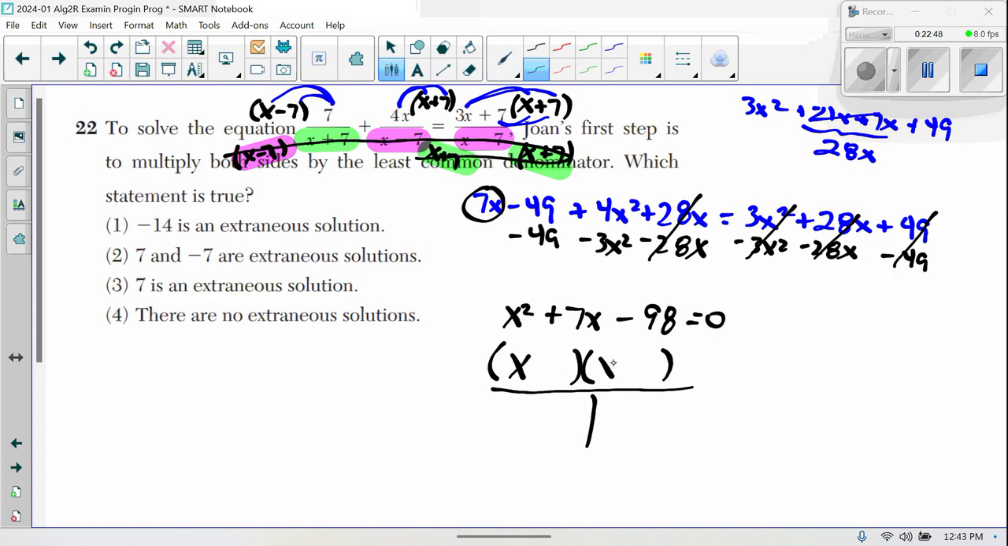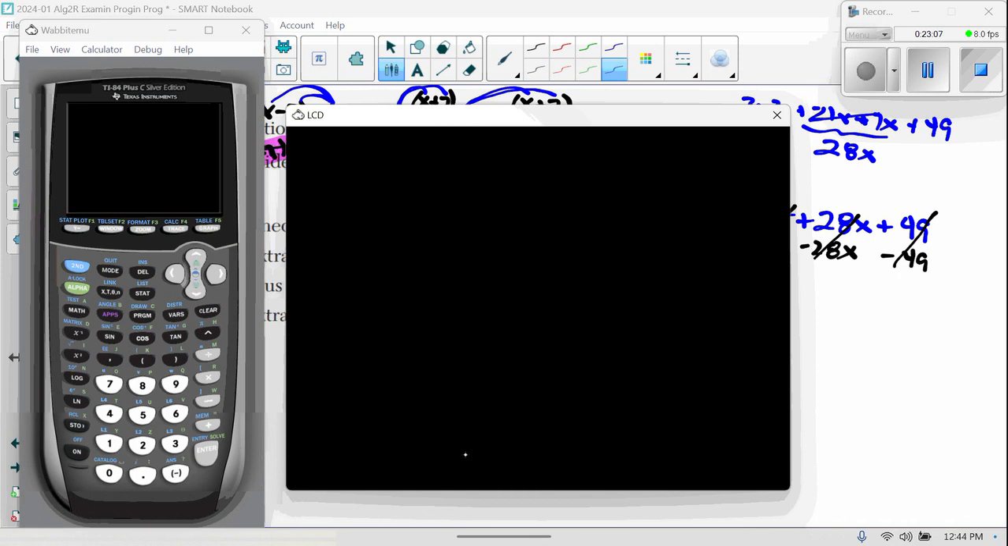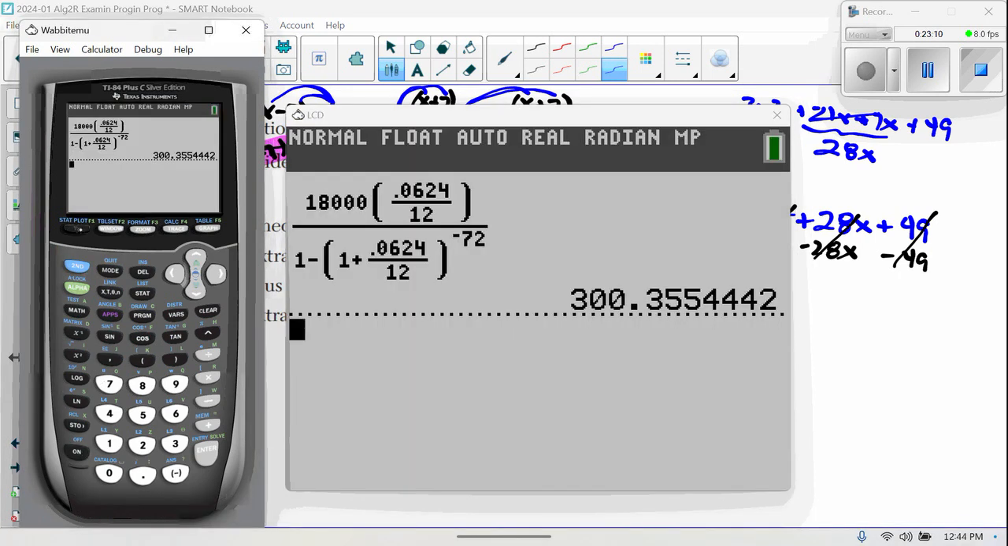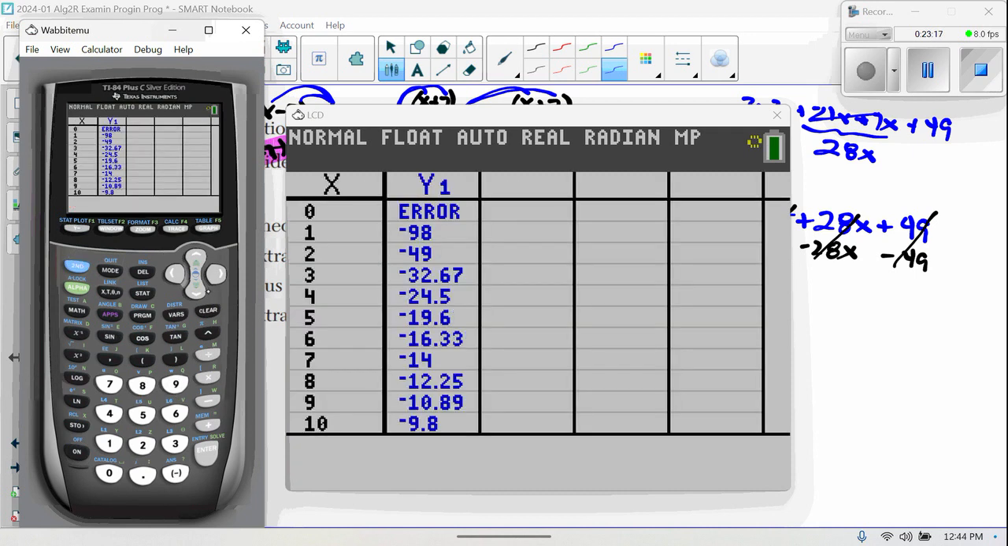Now, in case you don't know this, you can go on your calculator. I'll show you. I need two things that multiply to negative 98, but add to positive 7. If you're not good with factoring, I can go right in my calculator and take the number I want the factors of, negative 98, and divide it by x. If I look at my table, 1 times negative 98, isn't it?